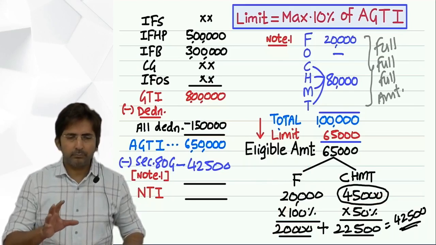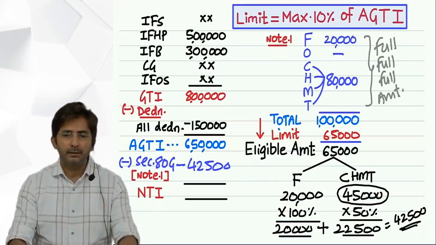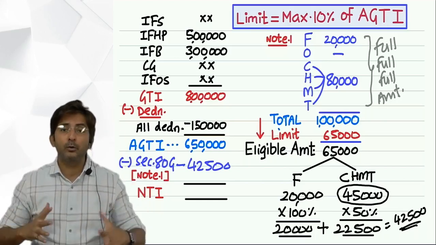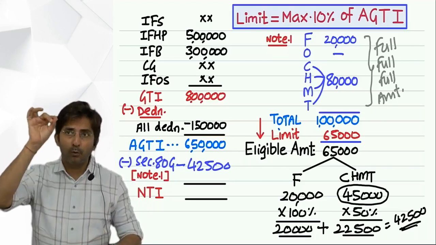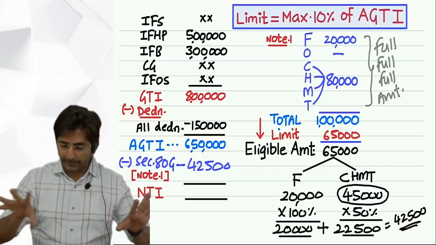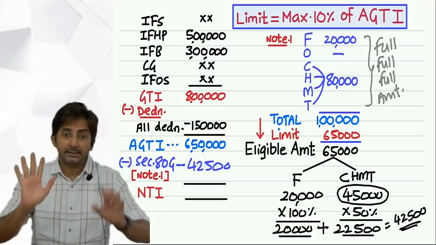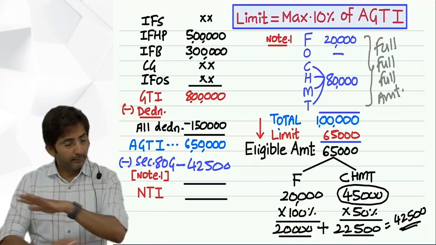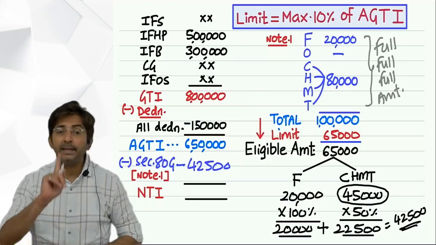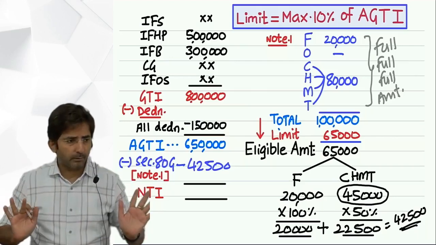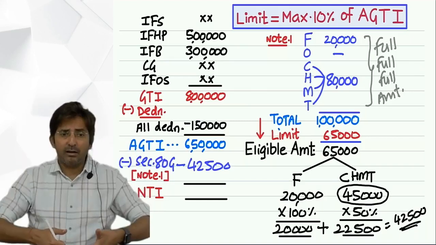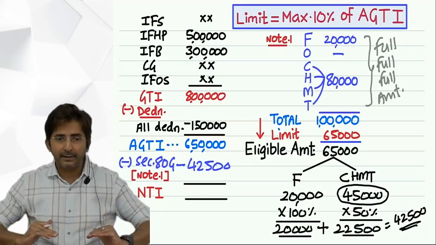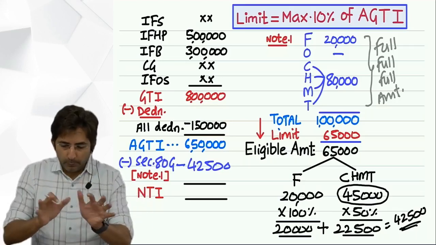See, in the question they can create any combination. But what did I say? Questions can be many, the system is only one. So in the system, what will you do? First you will add the FOCHMT donations, which you can find from the question, and add them as they are. I have hammered on this: full amount. If by mistake you take 50%, it is a full blunder. Don't take 50% right now. Take the full amount. Then add all FOCHMT donations and compare with 10% of AGTI, whichever is lower. This way you come to the limit.